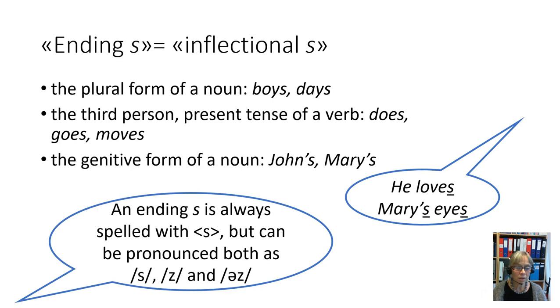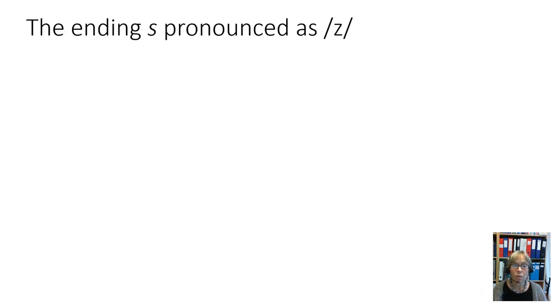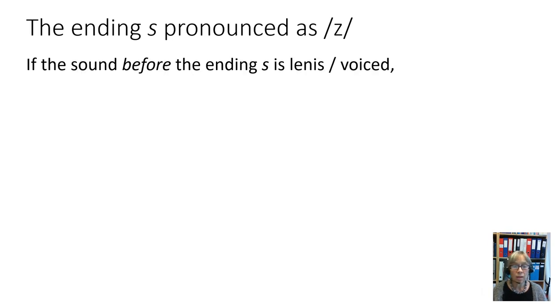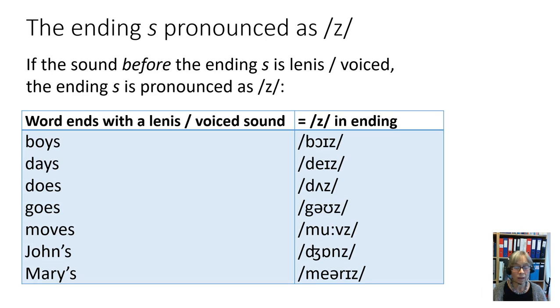Now, the challenge is this. An ending S is always spelled with an S, but can be pronounced both as S and voiced Z, voiced or lenis, and Z. We'll look at the rules. Most ending S's are pronounced as Z, voiced. And that's because most sounds in English are voiced. And if the sound before the ending S is lenis or voiced, then the ending S is pronounced as Z. Such as here: boys, days, does, goes, moves, John's, Mary's.